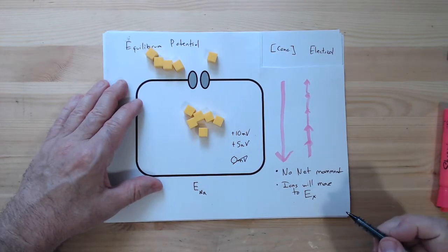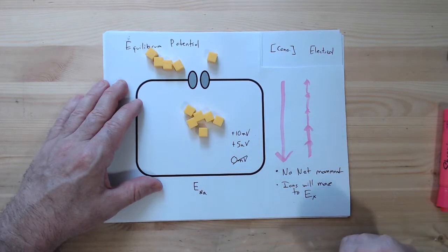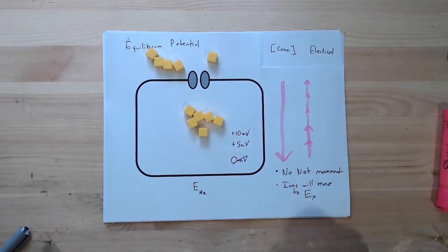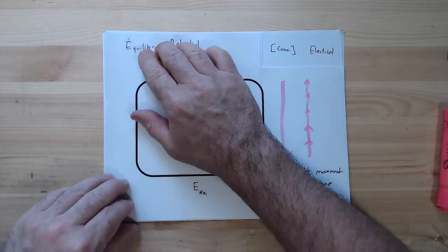A general equilibrium potential we'd say was Ex. If we're talking about sodium, we'd say that sodium will move to try to reach its equilibrium potential. So that's the situation for sodium. Let's try the same thing with potassium.